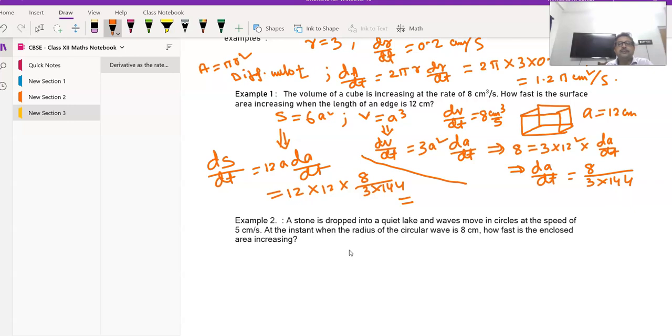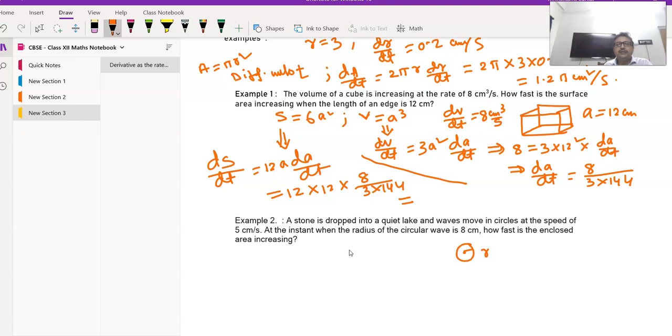A stone is dropped into a lake and waves move in circles at a speed of, this gradually spreads out from a droplet. It will be like this. Gradually its shape is increasing. I am not drawing all. Just imagine an arbitrary instant when its radius is equal to r.